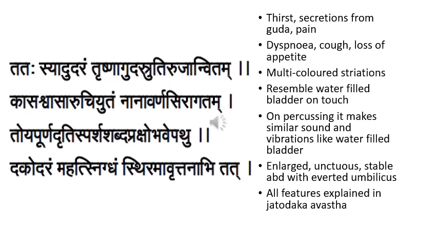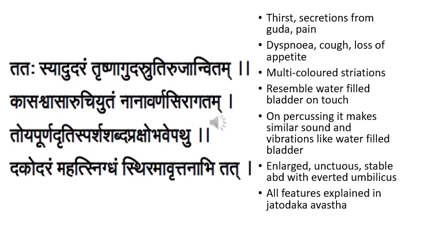Tadaha syad uttaram trishna guda shruti rujanvidam. And by all these nidanas and samprapti, udara manifests, showing the following symptoms like trishna, thirst, guda shruti, secretions from guda, rujan, pain in the udara pradesha, then kasa, shwasa, ruchi, all explained earlier. Nana varna sira, that is multicolored striations are seen over the skin, a network of veins which has various colors.